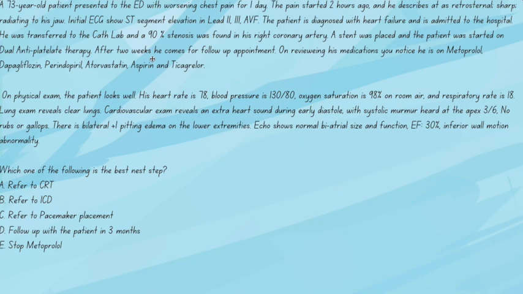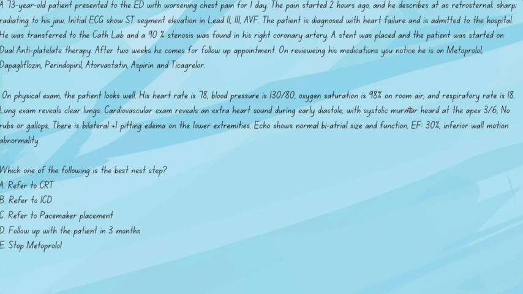After two weeks, he comes back for a follow-up appointment. You review his medications. You notice he's on metoprolol, dapagliflozin, perindopril, atorvastatin, aspirin, and an anticoagulant. You examine him. His heart rate is 78, blood pressure is 130 over 80, oxygen saturation is 98%, respiratory rate is 18, and the lung exam reveals clear lungs.